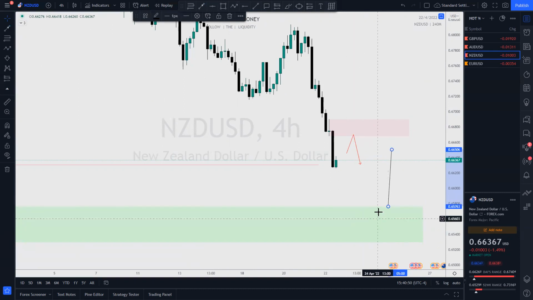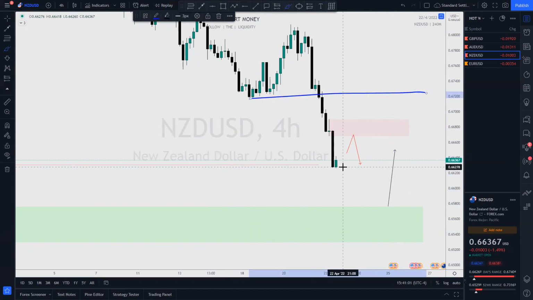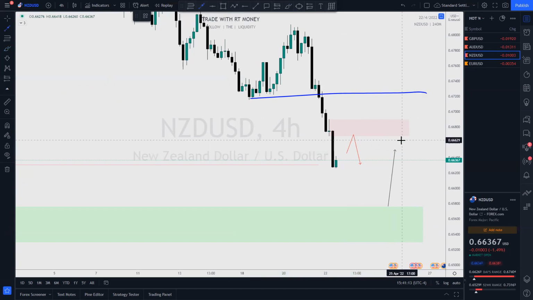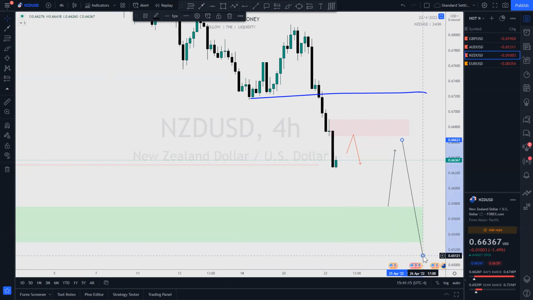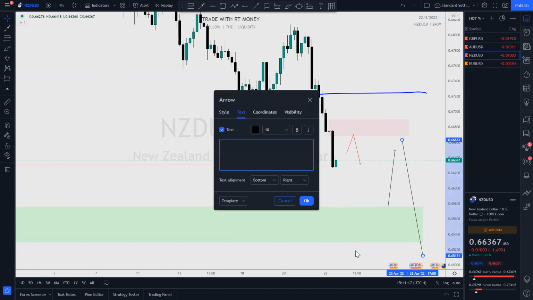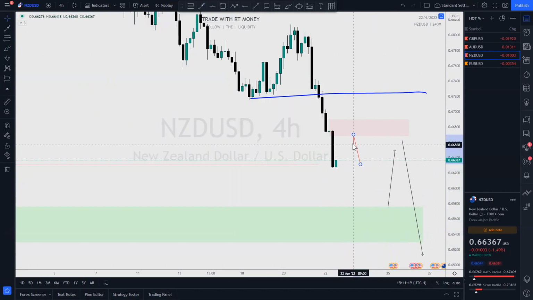this unmitigated zone of demand could and should facilitate a pullback. All right, do I think that we're going to come back up to these lows here? It's possible, but I don't think so. That's a long climb, Jack. I'm looking for price to come back from here. We shall see what it does from here.